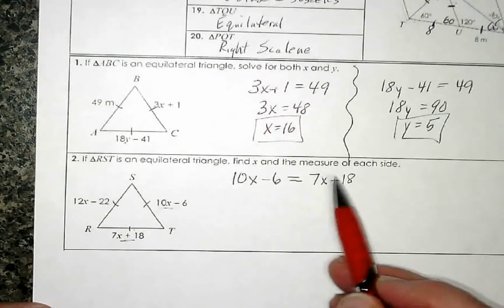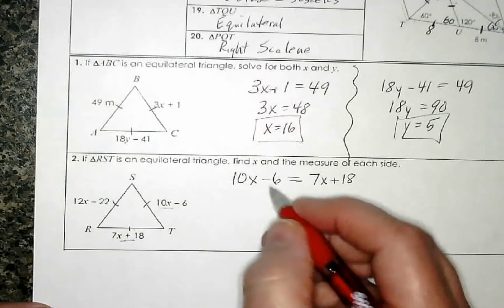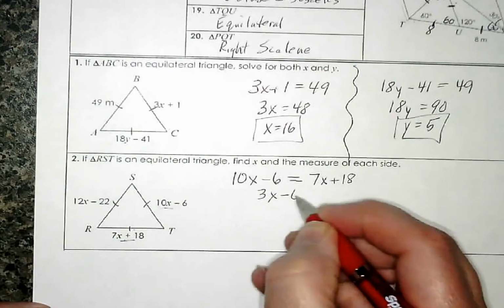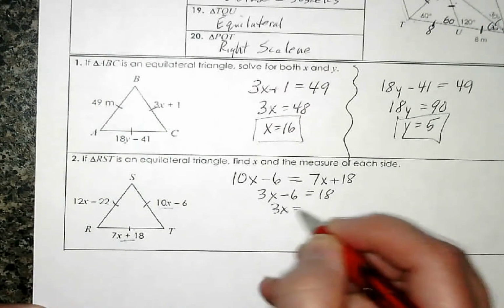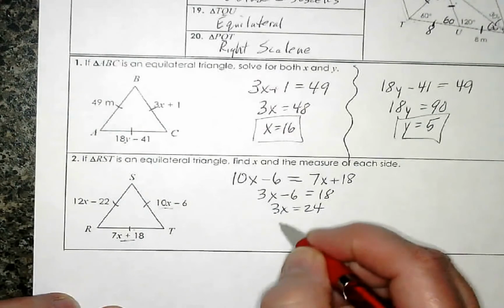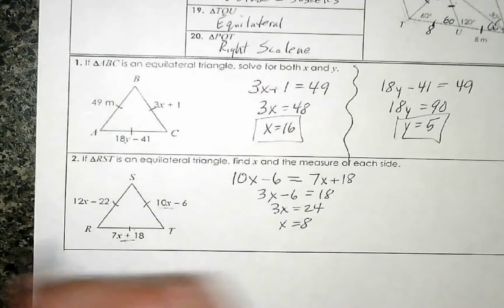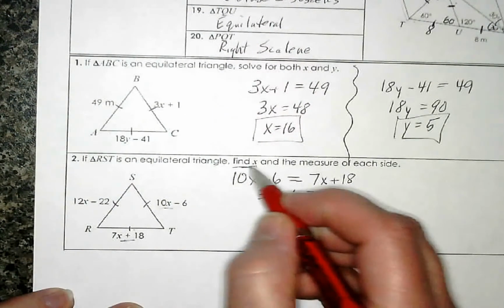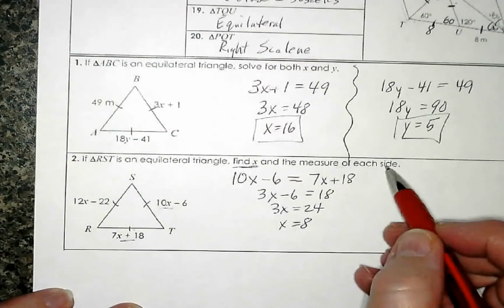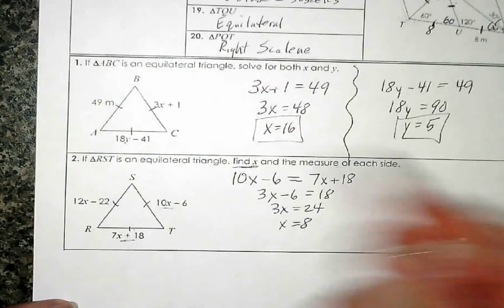I set those two sides equal to each other. I'm going to solve. Now I'm doing a lot of this work without writing anything down. If you need to write the different steps, then please do so. So I got x equals 8. So I did that, and for the measure of each side, I got to take this 8 now and go back and plug it in.